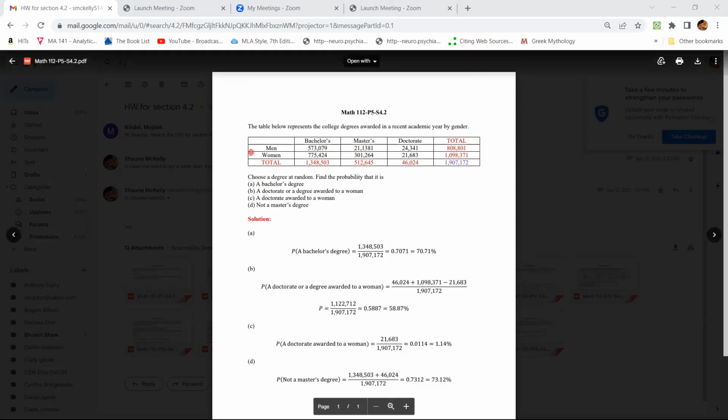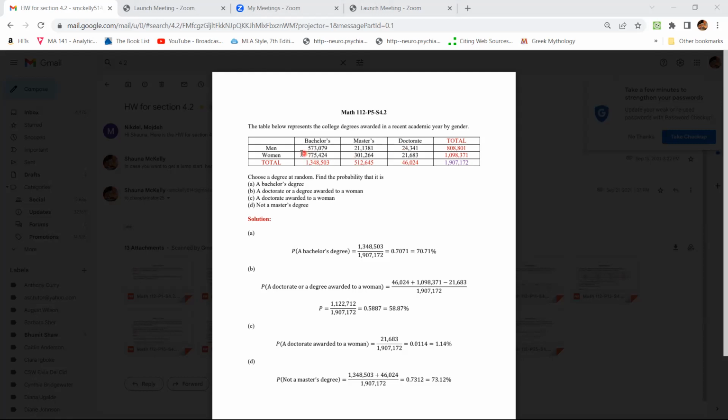Watch again. So I count this group here. There are 24,341 men who get doctorates, is what this chart said. There's 21,683 people who are women who get doctorates. And this is my total. So this total comes out from these two. Now, when I count the women, I count this.